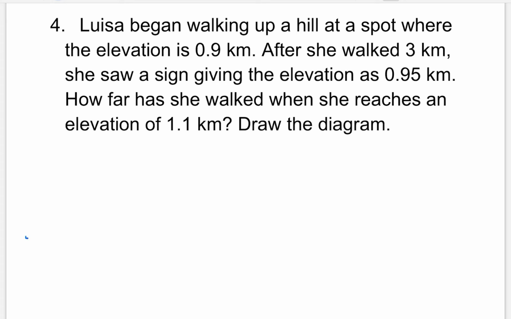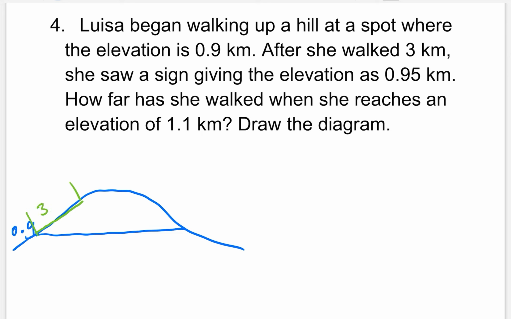So I'm gonna draw like a hill, and this portion here is going to be 0.9 kilometers. So that means she started already in a hilly portion of the hill. So she walked 3 kilometers, so from this portion to here is going to be 3 kilometers. She saw a sign giving the elevation as 0.95, so that's this portion.